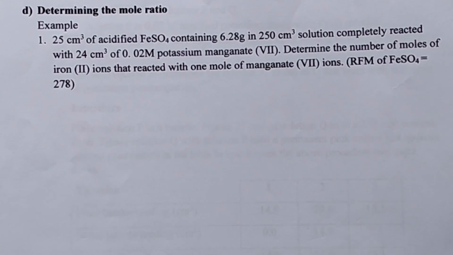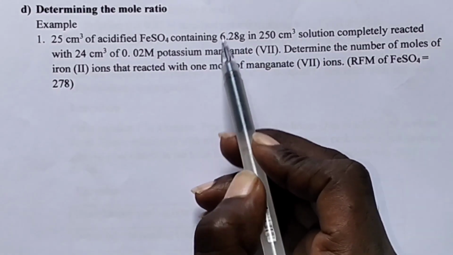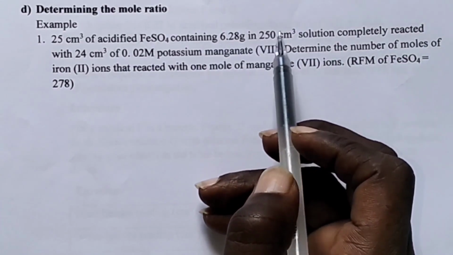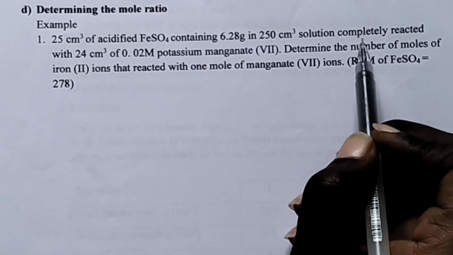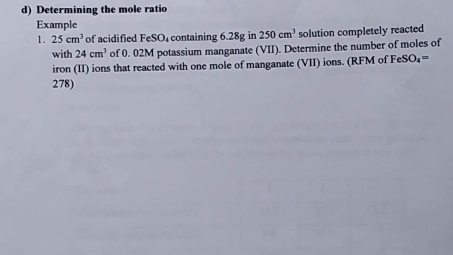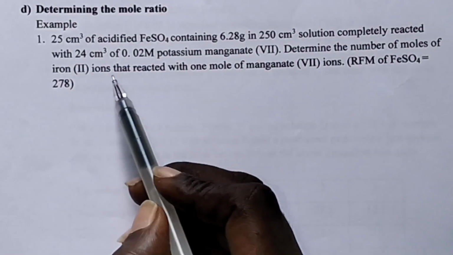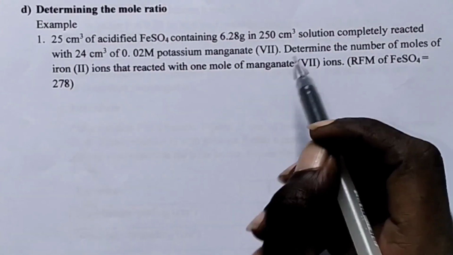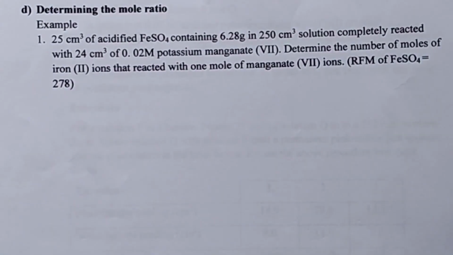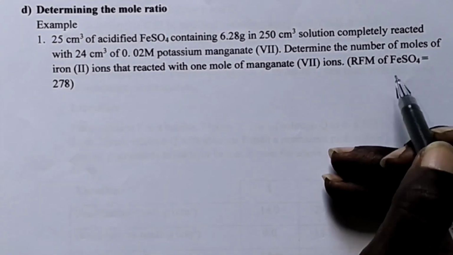Example 1. We are told 25 cm³ of acidified iron 2 sulfate containing 6.28 grams in 250 cm³ solution completely reacted with 24 cm³ of 0.02 molar potassium manganate 7. Determine the number of moles of iron 2 ions that reacted with 1 mole of manganate 7 ions. The RFM of iron 2 sulfate is 278. So this is the RFM of hydrated iron 2 sulfate.